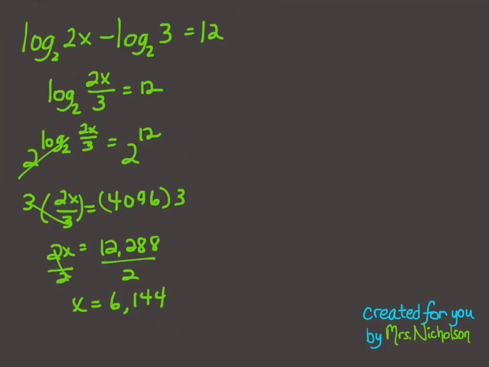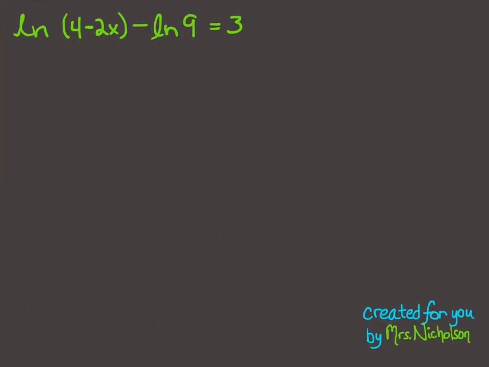Let's look at two more examples. This one, very similar to the examples that we just finished, except that it involves the natural log. The log properties are the same. If I'm subtracting, I'm going to use that quotient property. Rewrite this as natural log of 4 minus 2x divided by 9, and that's equal to 3. Now this time, to undo the log, I'm still going to turn it into an exponential. I still want to use the same base, but I need to remember that the base of the natural log is e. And normally we don't write it, but I'm going to put it there just to be clear and remind us that that's our base.